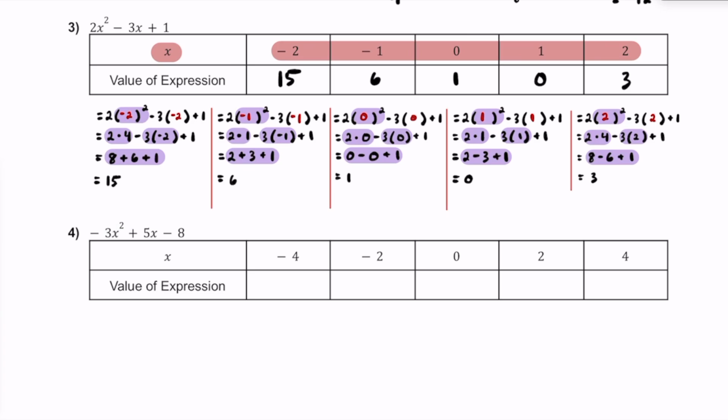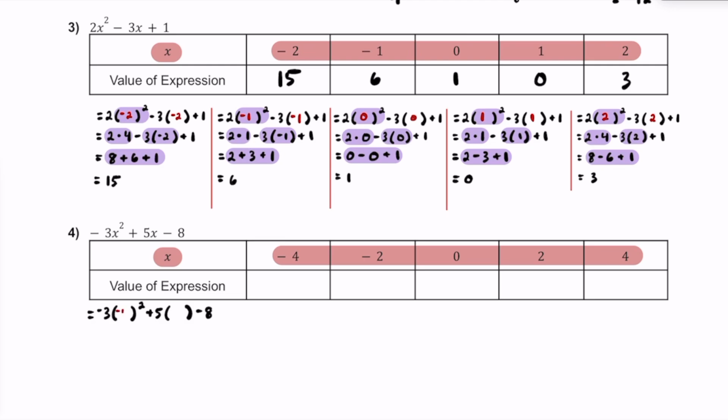So what x values are we going to be using? Well, first it looks like we're going to be starting with negative 4, then we're going to try negative 2, 0, 2, and 4. All right, so let's give this a go. We're going to be substituting in some different values here. So let's do negative 3 multiplied by something squared plus 5 multiplied by something. And then let's go ahead and take away 8 afterwards. So this is going to be the template we're going to use.